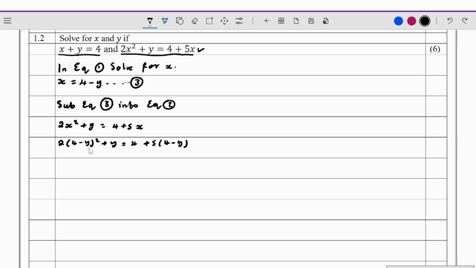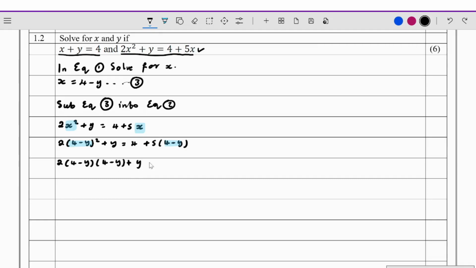Now, immediately after substitution, you must only have one variable. So be very careful of that one. So the x was here and here. So immediately after substituting here and here, look at my equation. I only have one variable, so I can simplify. So this one, I'm going to expand it. So I'm going to have 2 into 4 minus y multiplied by 4 minus y, because it is squared.